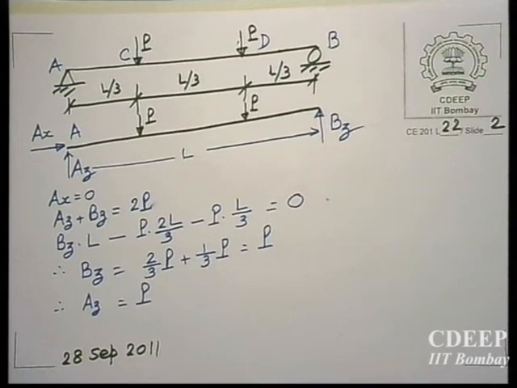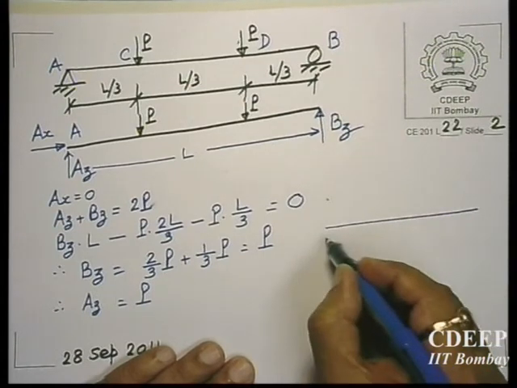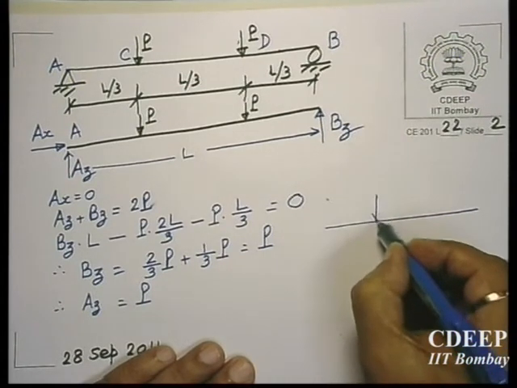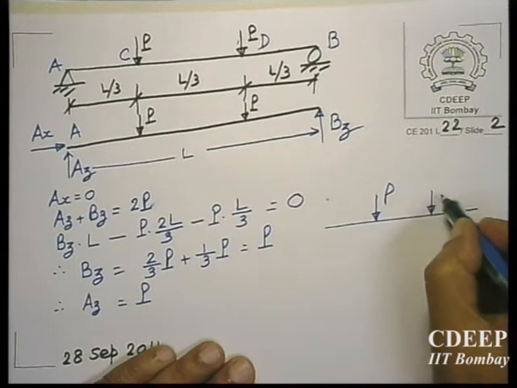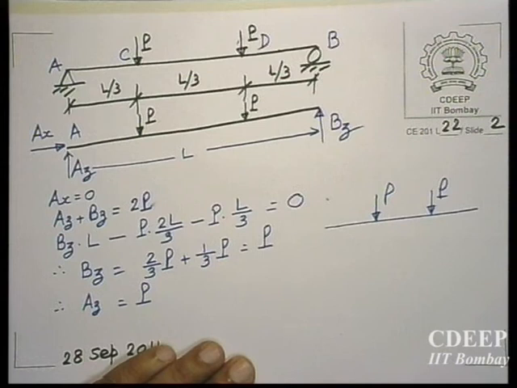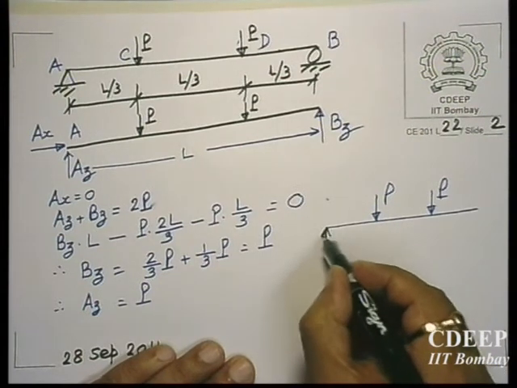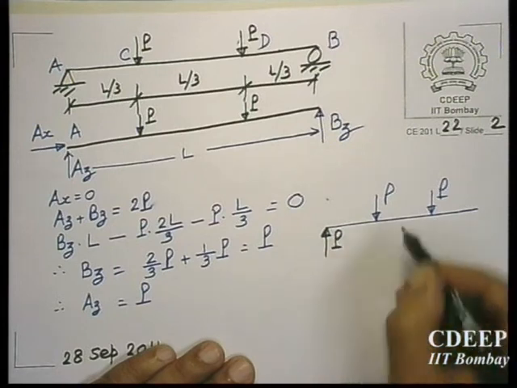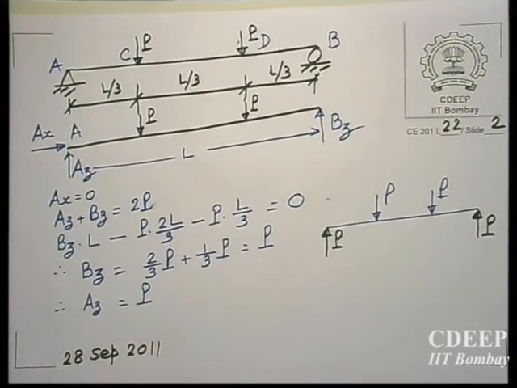So we have a situation where this beam has 2 loads, P and P. The reactions of course have to balance, so that is how the 2 reactions are also P and P. That is all, and it is in a state of equilibrium.